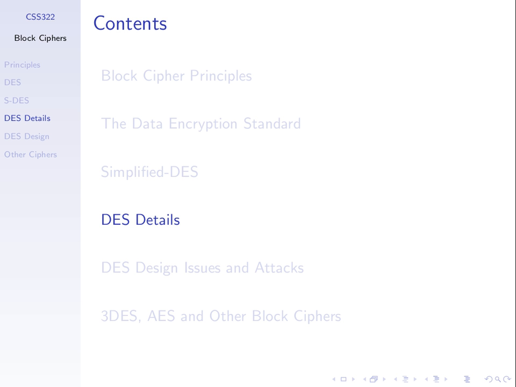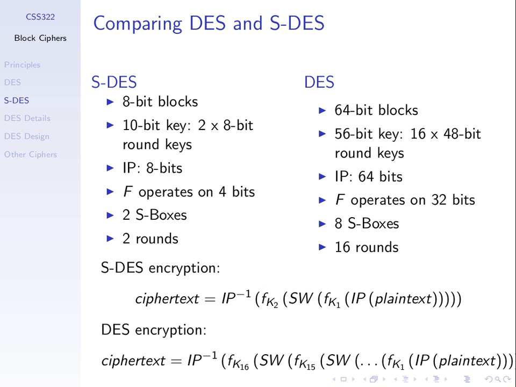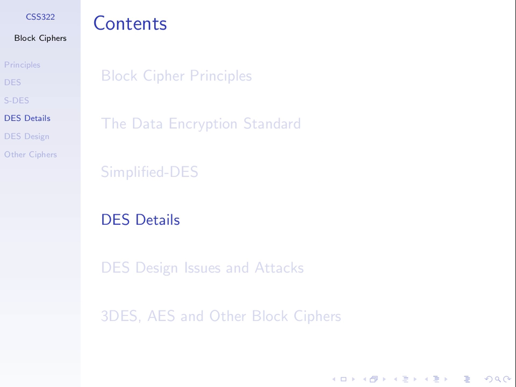And the decryption is the same. Not shown here, the decryption uses the same equation, except here we'd use K16, K15, K14, down to K2, K1. We use the keys in the opposite order. We'll just quickly go through and I'll show you some of the DES details. We're not going to go through in any detail, but just to give you an illustration that it's the same as in simplified DES, but bigger.